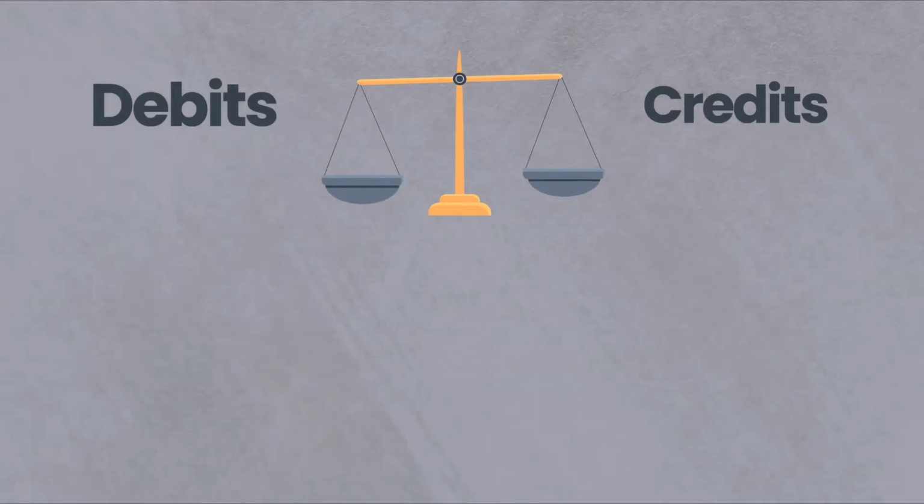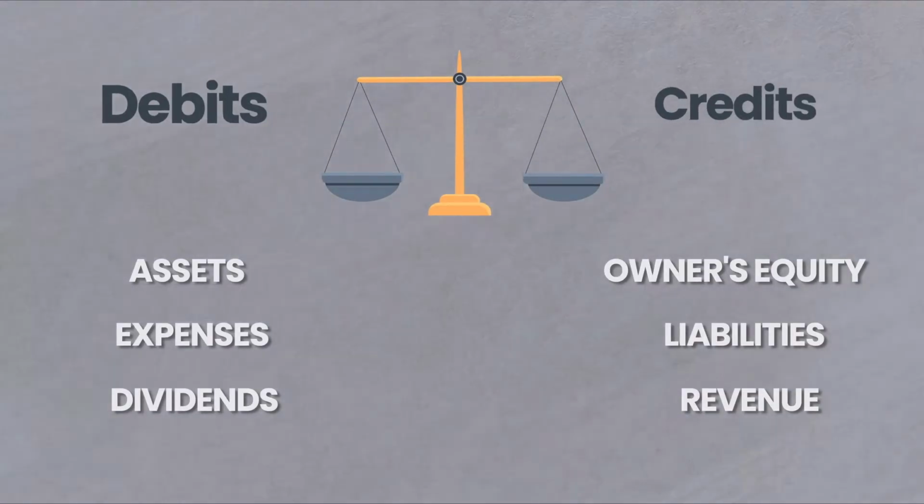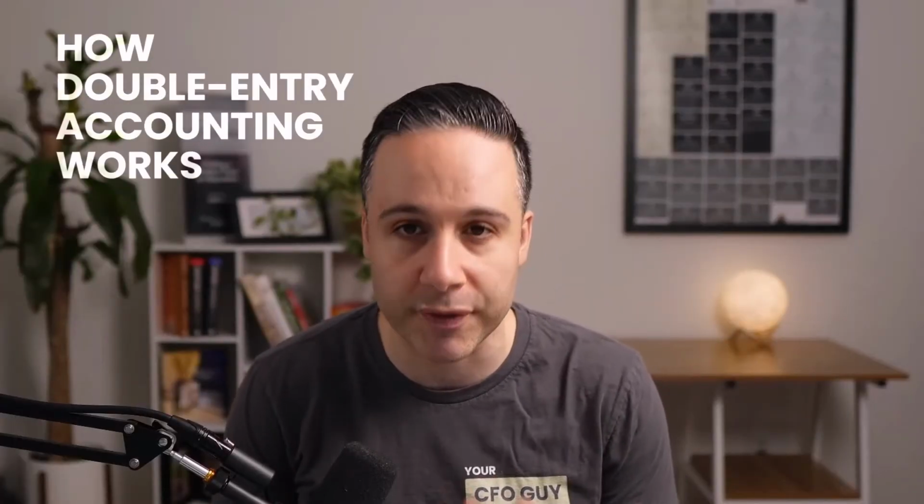This means that any financial event that takes place in a business has 2 sides, which will impact the accounting equation. And you communicate the impact of those 2 sides with a debit and a credit. So before we explain debits and credits, let me show you how double entry accounting works with a few examples.